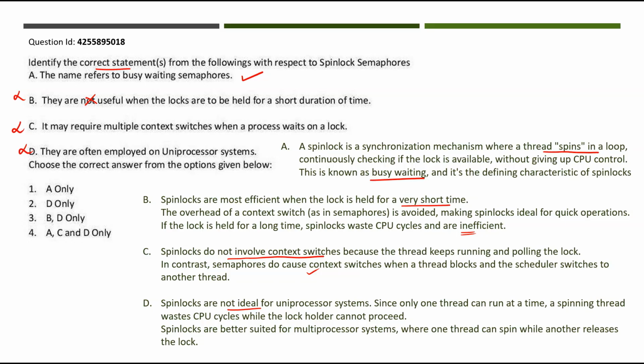If there is only one processor and that processor is going to concentrate on this particular part, then which thread will release the lock? So in that case, it is suited for multiprocessor system and it is not ideal for uniprocessor system. Only A is correct here. So option number 1, A only will be the right answer. So we will rule out 2, 3 and 4 here.